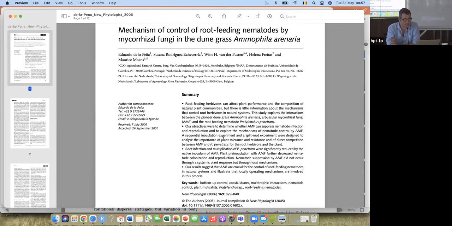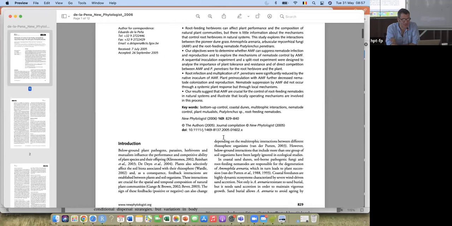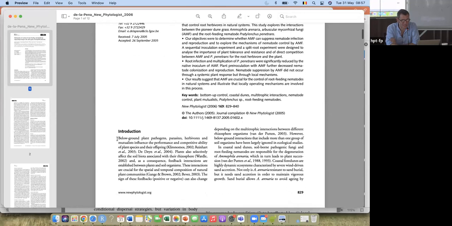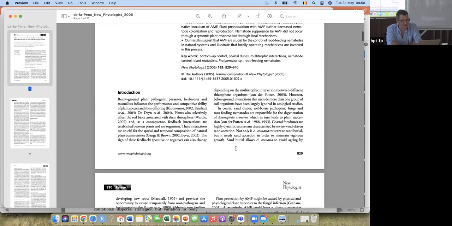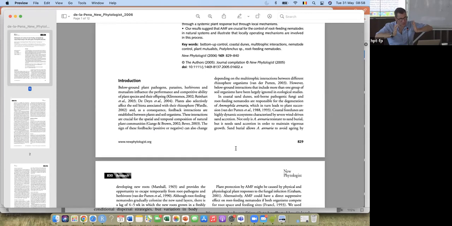So I decided to start the introduction with a very broad statement. If you read the introduction of this paper, it starts a bit broader. I'm not talking about coastal dunes. I'm talking about soil organisms, because of mycorrhizal fungi. So I start broader, and later on in the introduction, I narrow down to coastal dunes, to my species. You start broader and then you narrow down. This is something that really has to be clear in your head.